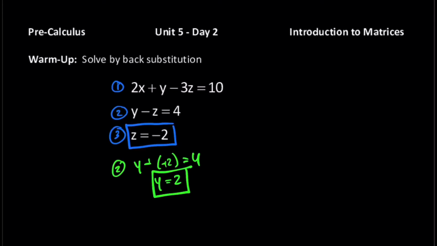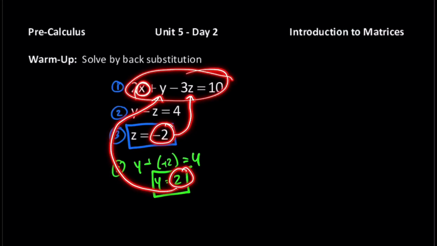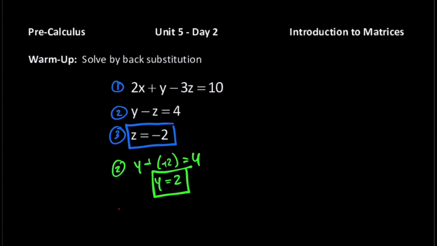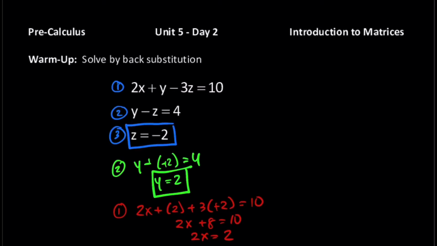Now what I'm going to do is take this value of y, plug it in here, that value of z, plug it in there, and solve equation 1 for x. So equation 1 becomes 2x plus y, which is 2, minus 3 times z, which is negative 2, equals 10. 2x, let's see, those cancel out. That gives me 6 and 2 plus 8 equals 10. 2x equals 2, so x equals 1. The coordinates of the ordered triple, that would be the point of intersection of those three planes, would be 1, 2, negative 2.